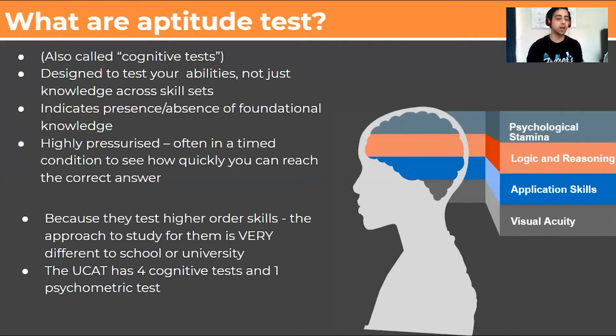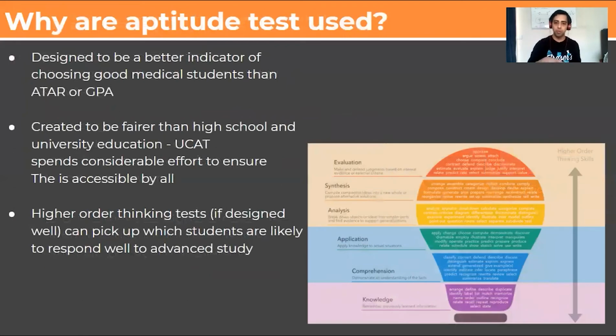Now, you might be thinking, all right, well, that's all good, but why do I even have to sit this UCAT exam? Like, why do we even have an aptitude test? What's the point? So the point of using aptitude tests, simply put, is because they're designed to be a better indicator of choosing good medical students than ATAR or GPA.